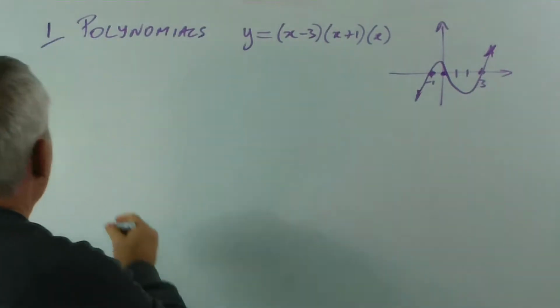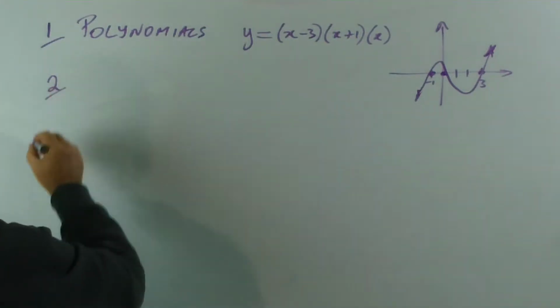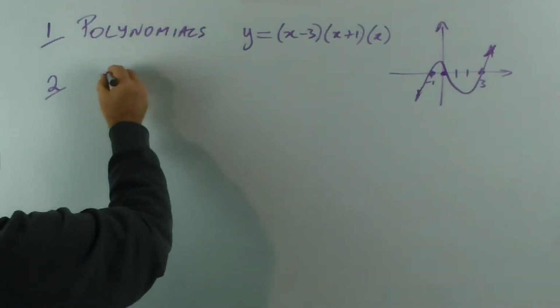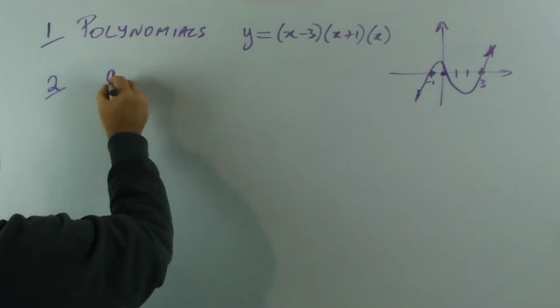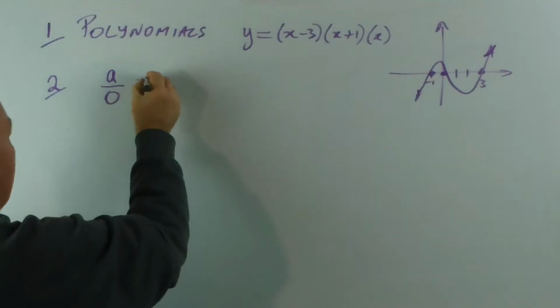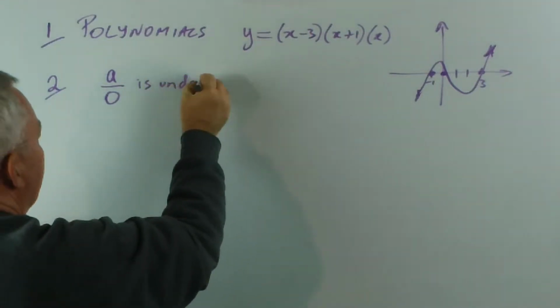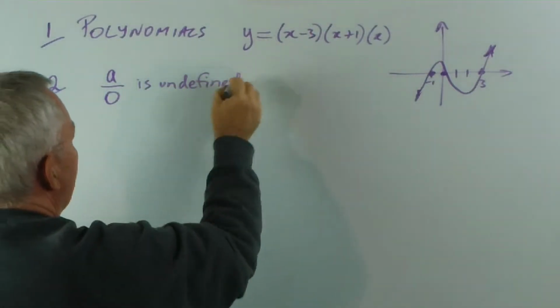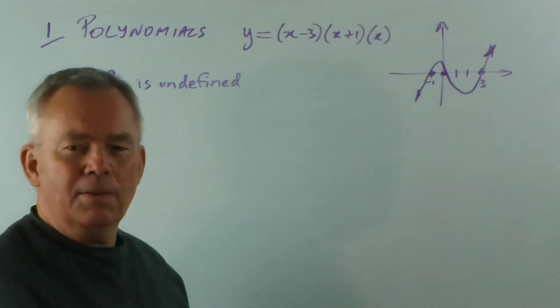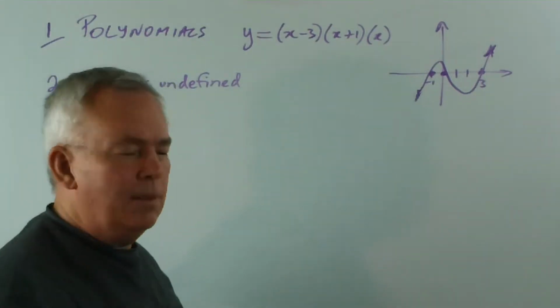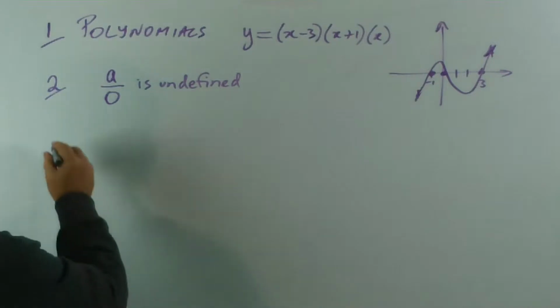That's principle number one. The second principle is that some number, I'll call it a, divided by 0 is undefined. That is, we cannot divide by 0 legally in our number system.